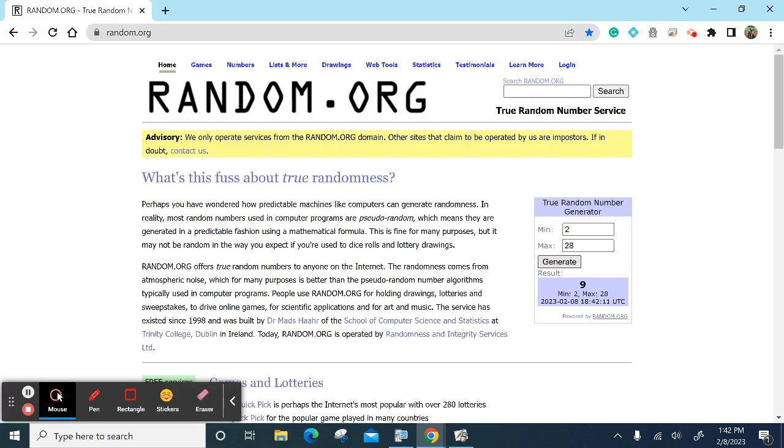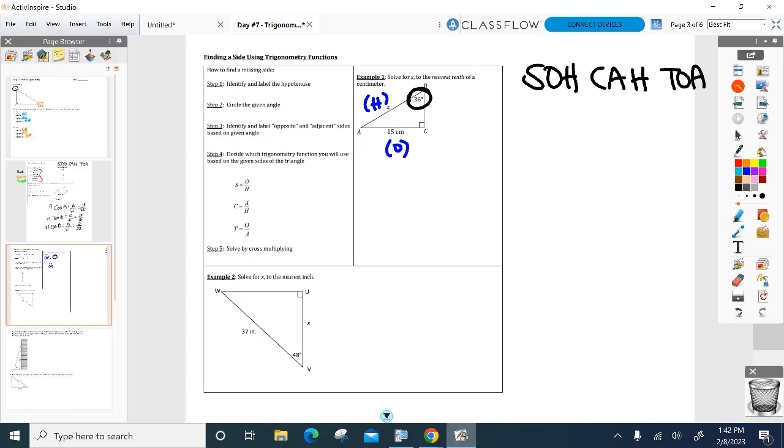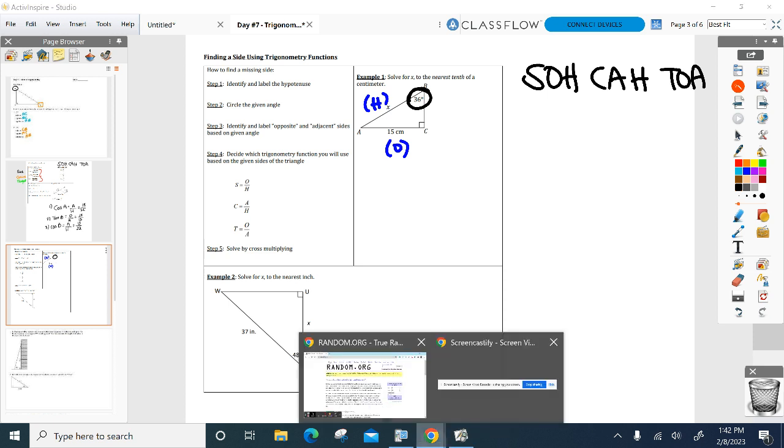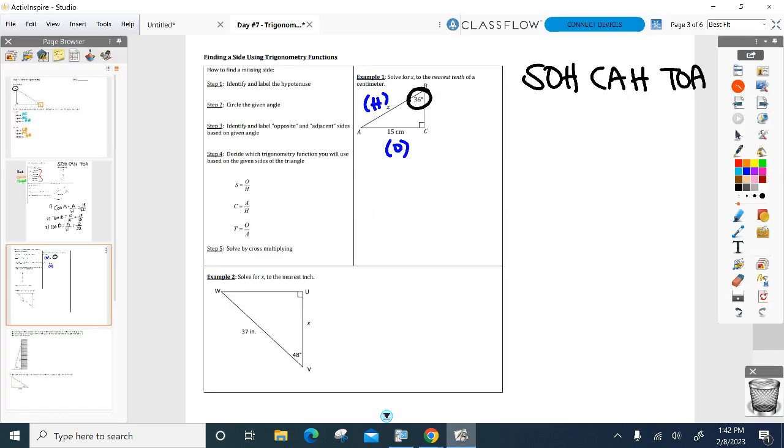So you go back to SOHCAHTOA, and you're like, all right, I got enough information to use this ratio now. Sine ratio, right? Everyone agree? I got opposite and hypotenuse, so I have enough, and I abbreviate it SIN, the sine ratio.